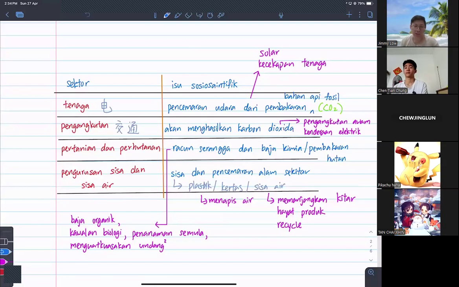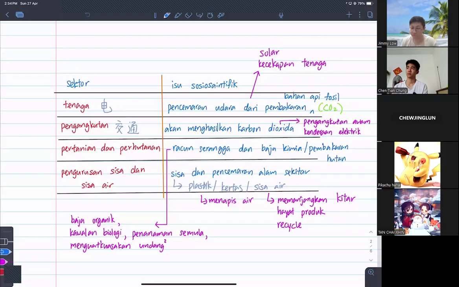Okay, so this is your Form 4 chapter 4. Since your exam will be covering all of the chapters in Form 4, I believe your teacher will tell you. He's going to cover all the questions in your Form 4 as well. So this is for your Form 4 chapter 4.